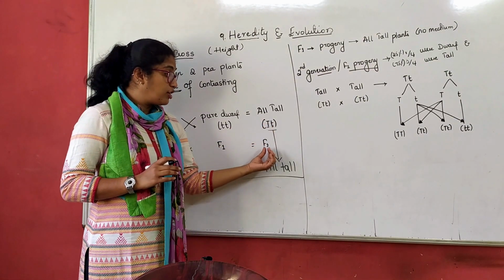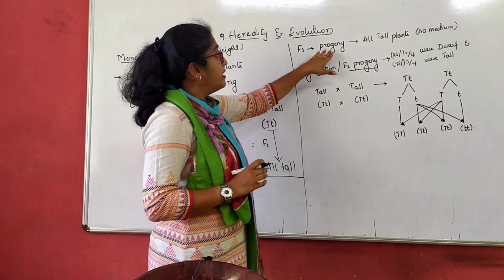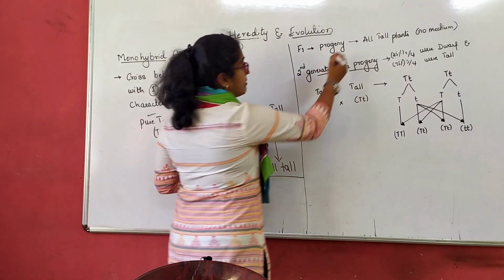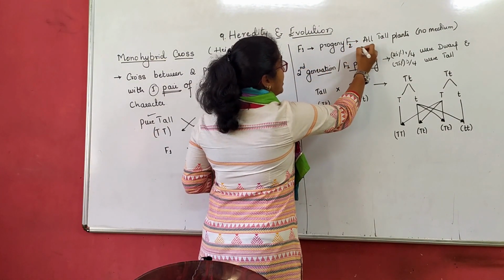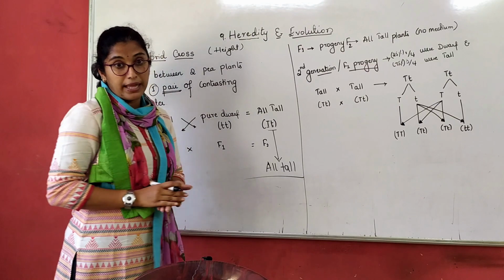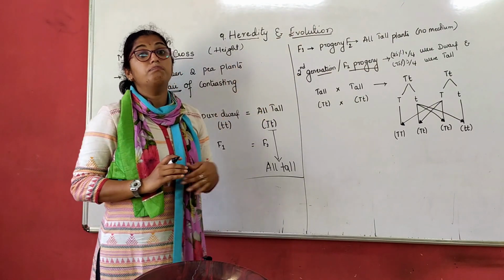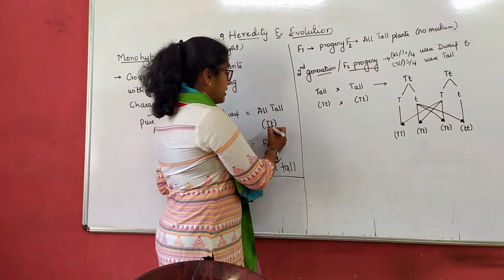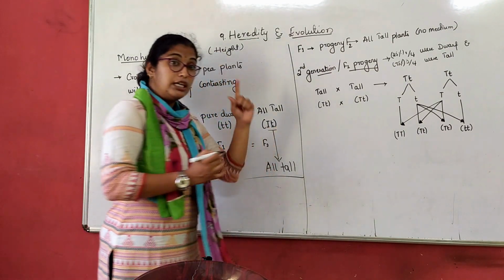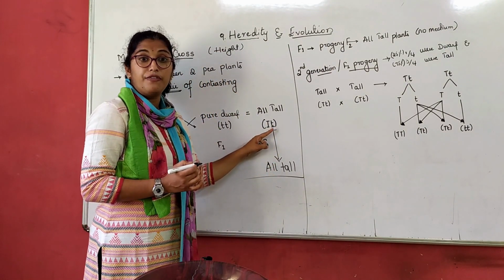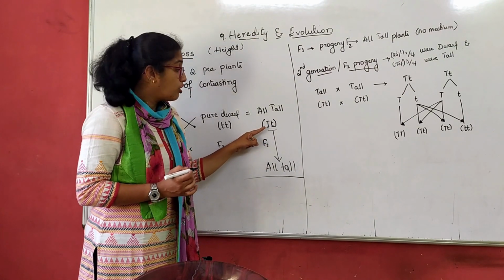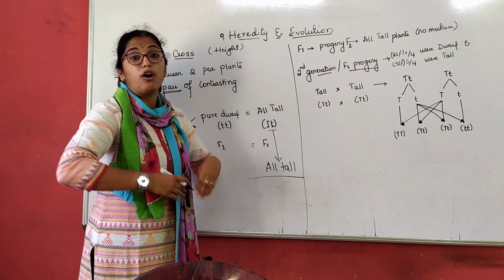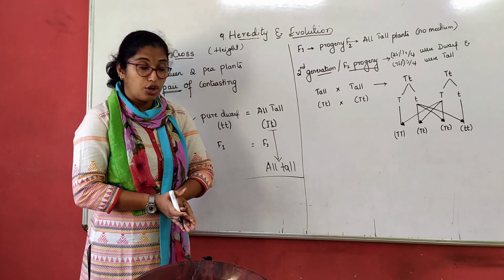Now in the present generation, the progeny of F1, we have got all tall plants, right? There are no medium plants. But what are the alleles present in these tall plants? The alleles present are tall and dwarf. But what is dominant? Tall is dominant. That is why all the plants are tall.